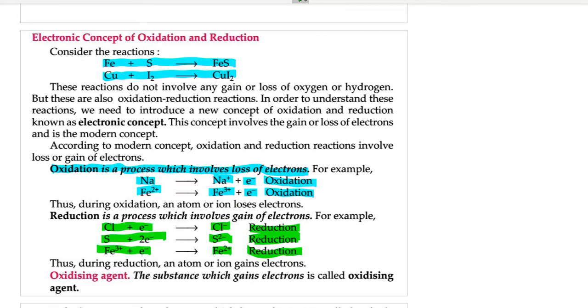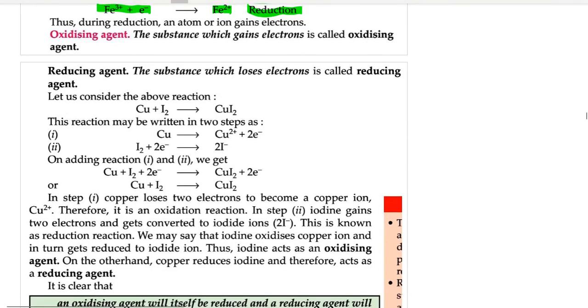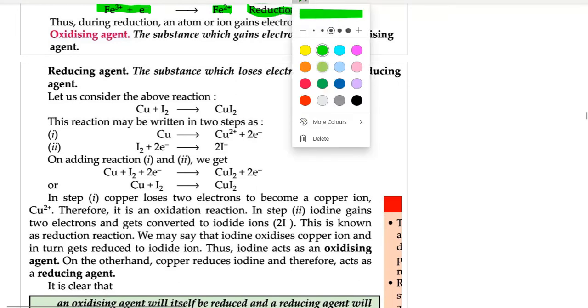So what is an oxidizing agent then? An oxidizing agent is a substance which gains electron. So whichever substance gets reduced is the oxidizing agent, and whichever substance gets oxidized is the reducing agent. The substance which loses electron is the reducing agent. Now see, they have explained this very well with the help of one example. Let's take this example.